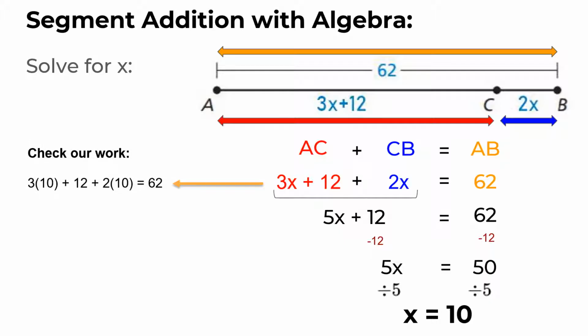So our x value should be equal to 10, and we want to definitely double check our work by plugging in the 10 into wherever we see x into our original equation. So we're going to plug 10 into that 3x plus 12 plus 2x equals 62 equation. And when we do so, 3 times 10 is 30, plus 12 plus 2 times 10, which is 20. All of that, when we add it together, should equal 62, and it does. And now we know that we have the correct answer for this problem.